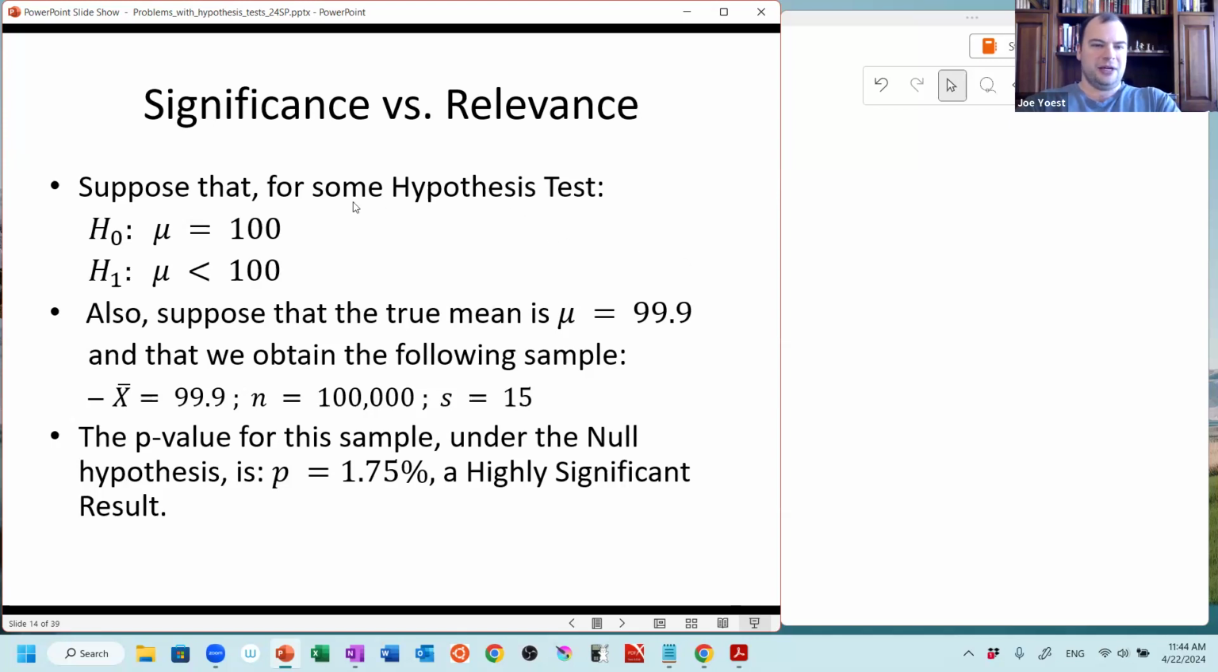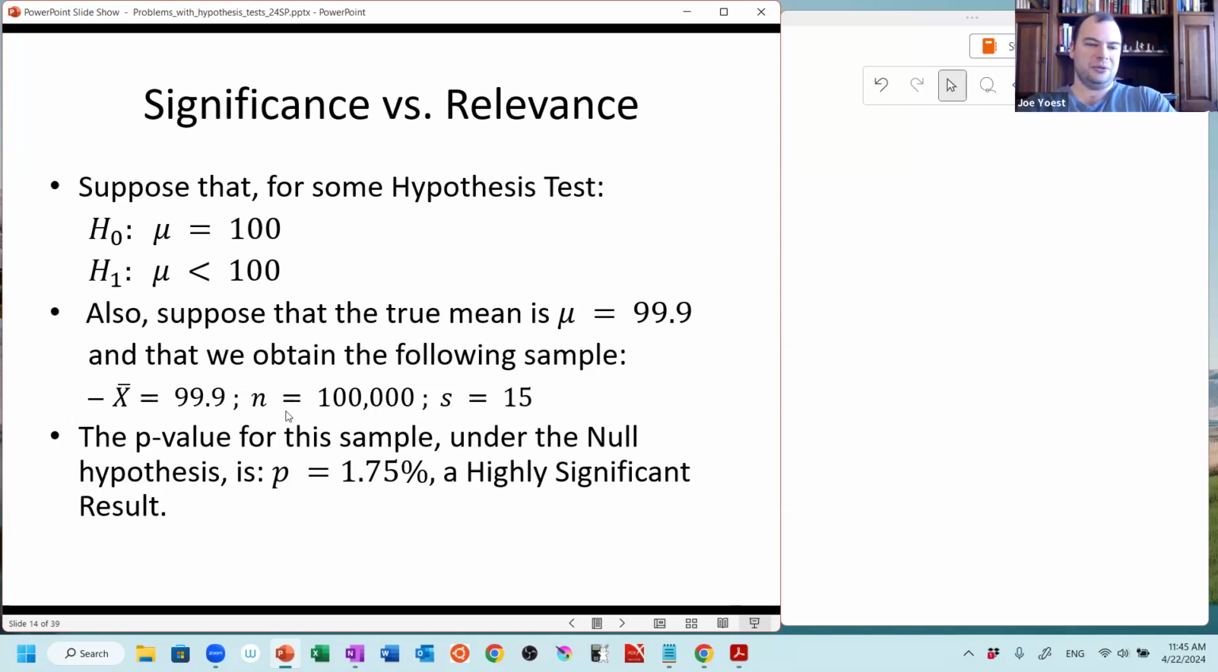So suppose that we have a hypothesis test set up where the null is the mean is 100, the alternative is mean less than 100. This might be something like average IQ for folks with some condition, or for some subset of folks. And we're looking at, does this condition seem to affect IQ? Let's suppose the true mean is actually 99.9. That's actually mu for this population.